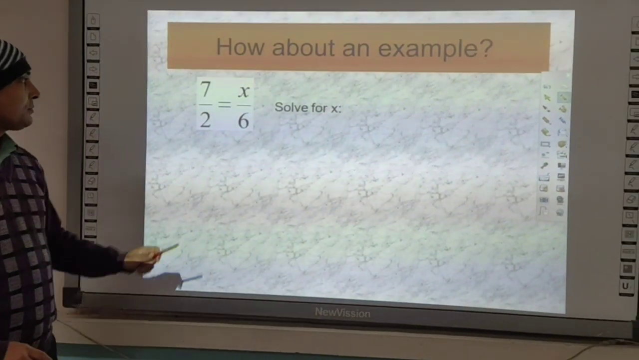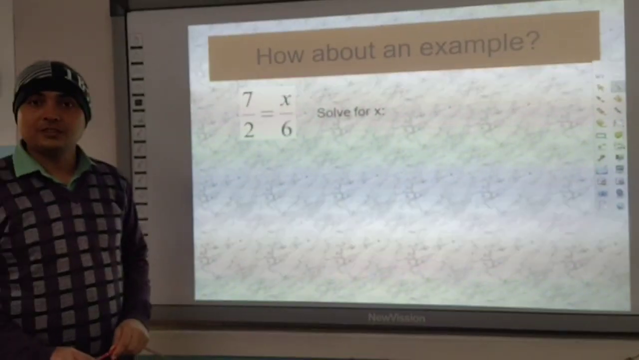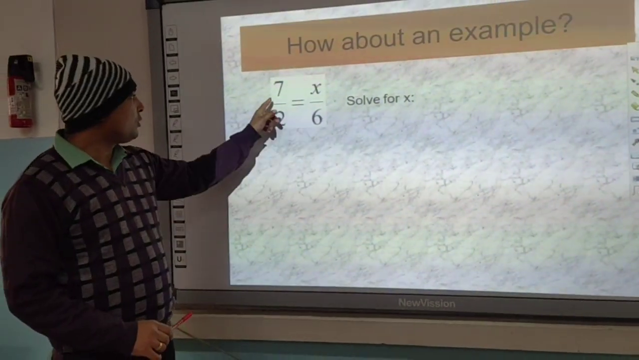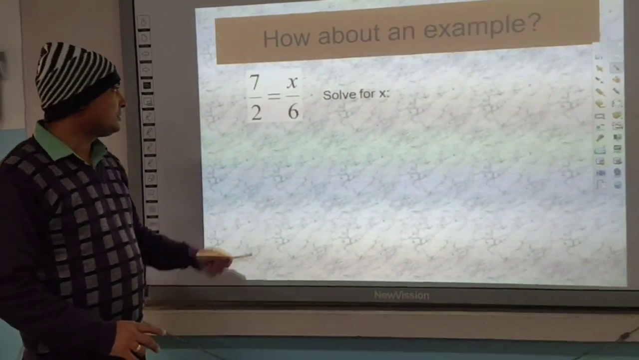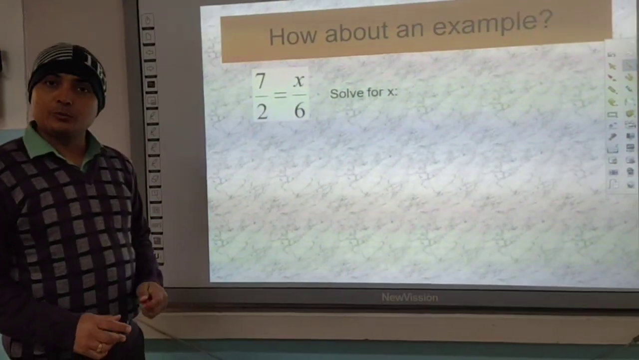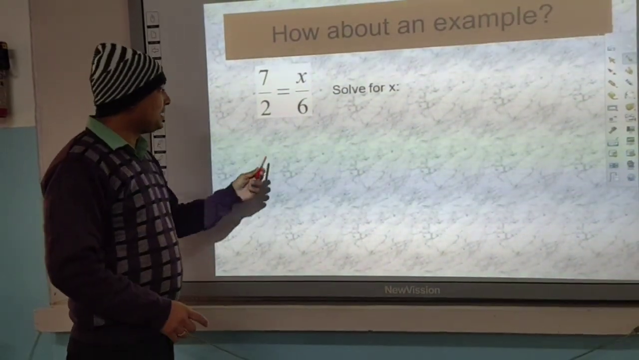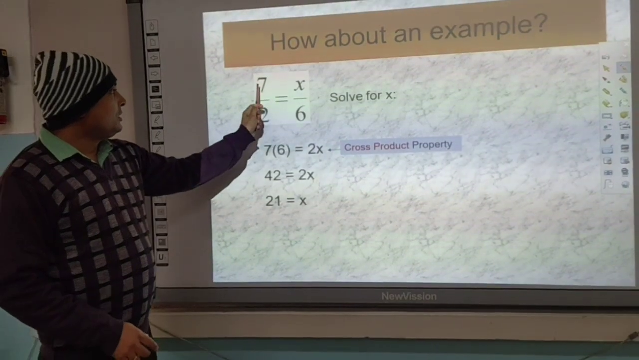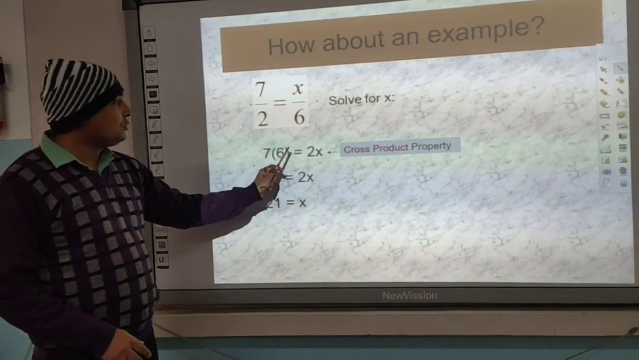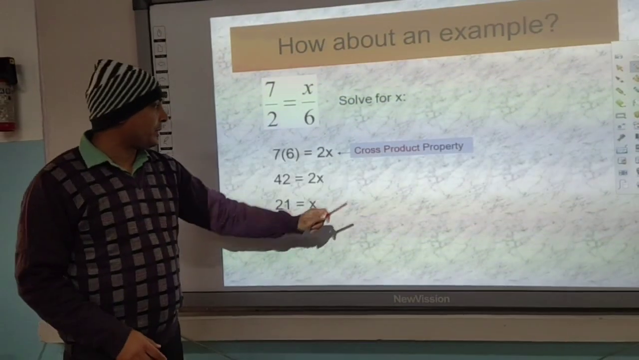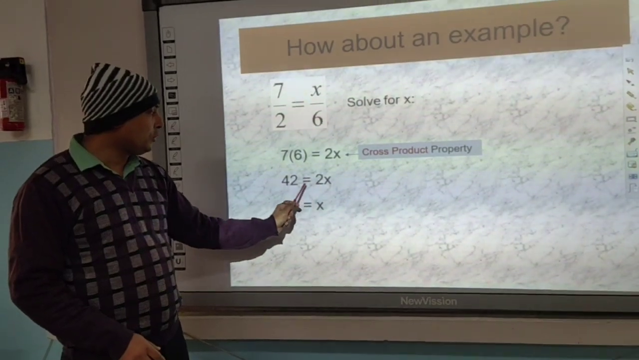Okay, now we take one example. 7 by 2 is equal to x by 6. Here x is the unknown. So in this proportion, we will find the value of x. We will use the cross multiplication property. Multiply them cross. 7 into 6, and x into 2, 2x. Cross product property. 7 sixes are 42. 2x is equal to 42.